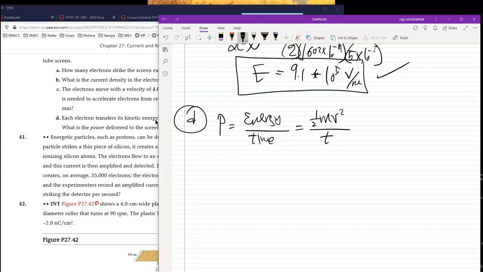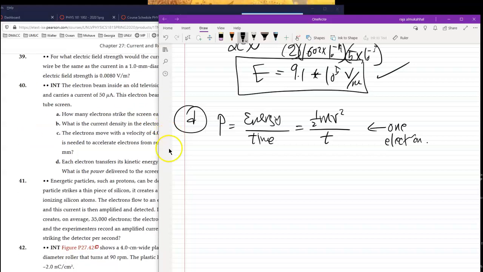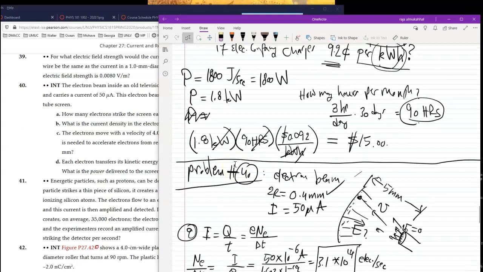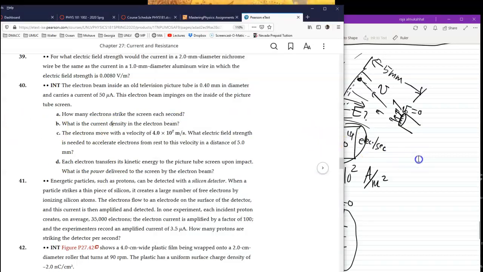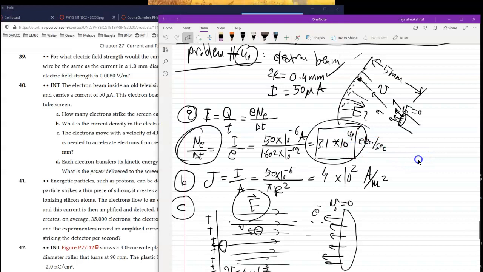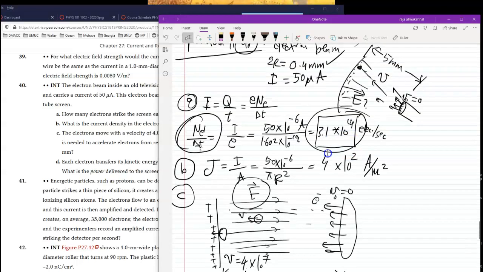Now, this is power for one electron, but I want to know all the electrons per second. How many electrons per second? Well, it's right here from part A. We calculated the number of electrons per second, remember? He says how many electrons strike each second. Well, there it is right there: N over T, 3.1 times 10 to the 14.